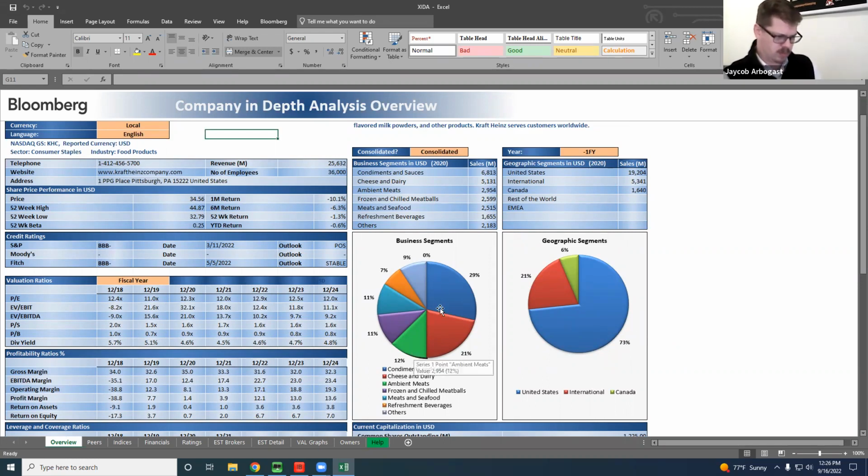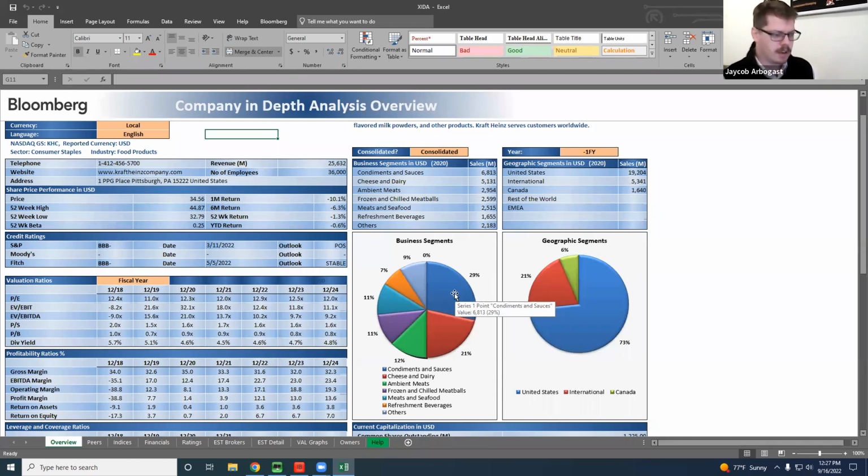This is interesting too, because 29% of their business is from condiments, and then cheese and dairy. Those subgroups might have their own unique needs, right? For some companies, the subgroups might not be as similar. Cheese and dairy and condiments are both food products, so we know they're somewhat similar to each other. But for other types of businesses, I think we looked at Dow Chemical last time, and they had PVC plastics, but then they had chemical products and stuff. They're different kinds of industries.